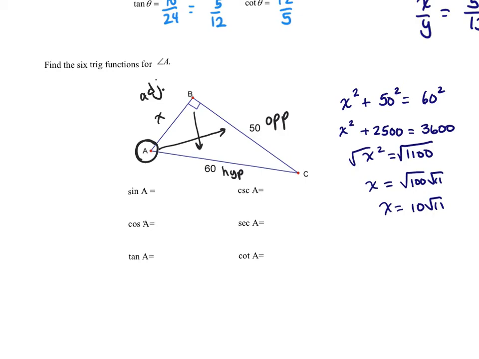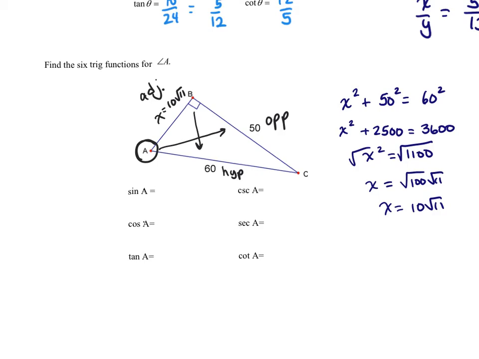So now we know this other side, this x, is 10 square root 11. Very important not to put the decimal. We want to keep these exact. Exact ratios are very important, so we want to make sure we keep the exact value. So 10 radical 11, not whatever its decimal equivalent would be. So now it's really quite simple.